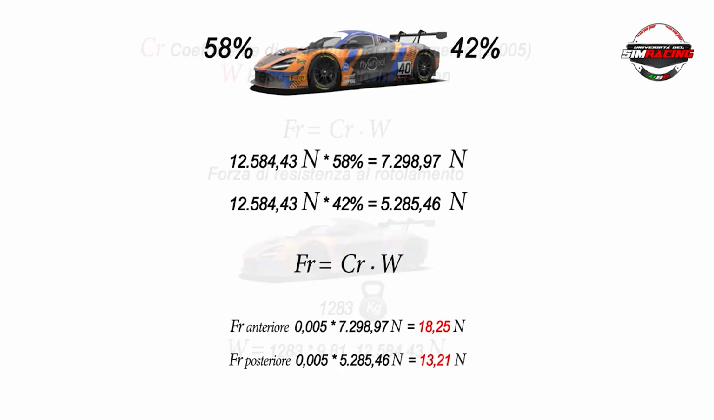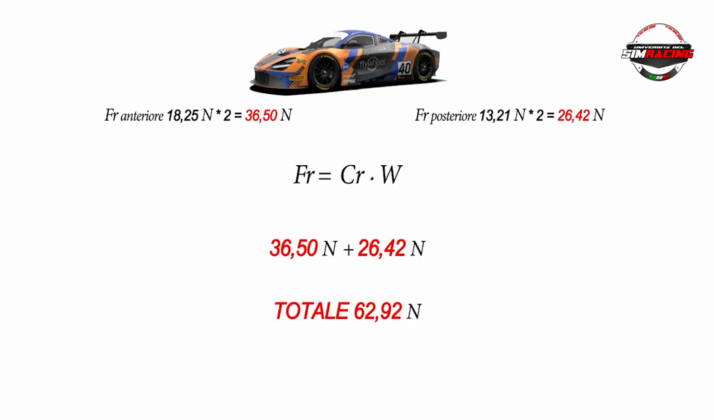Now let's analyze weight distribution. The McLaren 720S GT3 Evo has 58% of its weight on the front axle and 42% on the rear axle. With a simple calculation, we can break down the total weight between the two axles. If we go back to the original formula and multiply the rolling resistance coefficient, CR equals 0.005, a typical value for race cars, by the weight on each axle, we obtain the rolling resistance force acting on each tire, both front and rear. Finally, multiplying the result by 2 gives us the total rolling resistance of the entire vehicle.